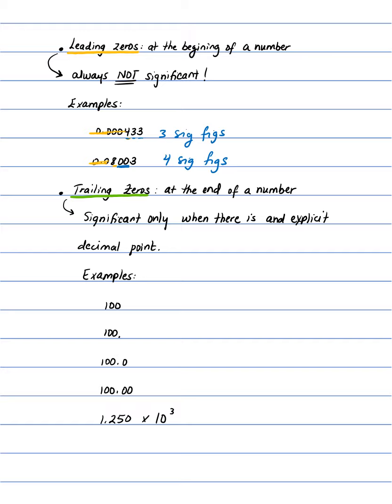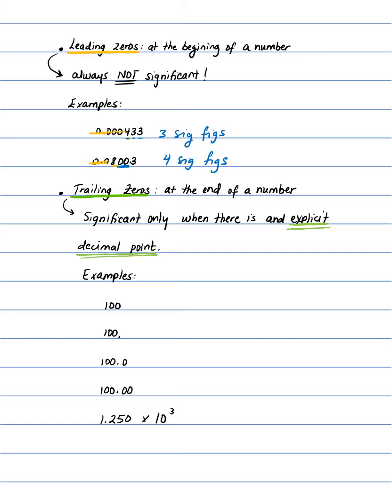If you have an explicit decimal point, all of the trailing zeros are significant. You know that if you have a number with no decimal point, the decimal point is at the end of the number. But that decimal point, if you don't get to see it, is not an explicit decimal point. You know that it's there, but it's not being shown. So when you do have an explicit decimal point, you're going to count your trailing zeros as significant.